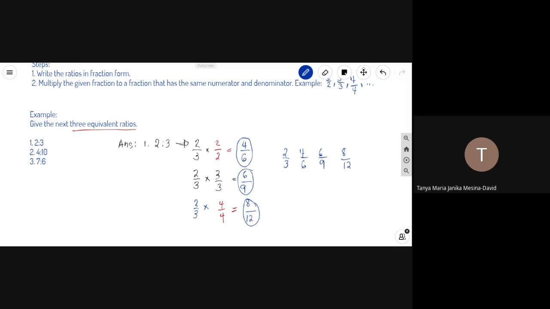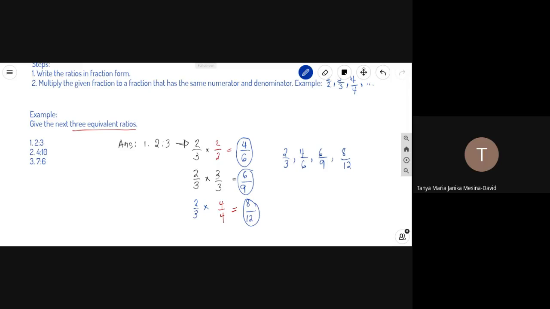What do you notice about the sequence of the numerators and the sequence of the denominators? So 2, 4, 6, 8, 3, 6, 9, 12. So it seems like we're skip counting, right? So this is how you get the next three equivalent ratios.